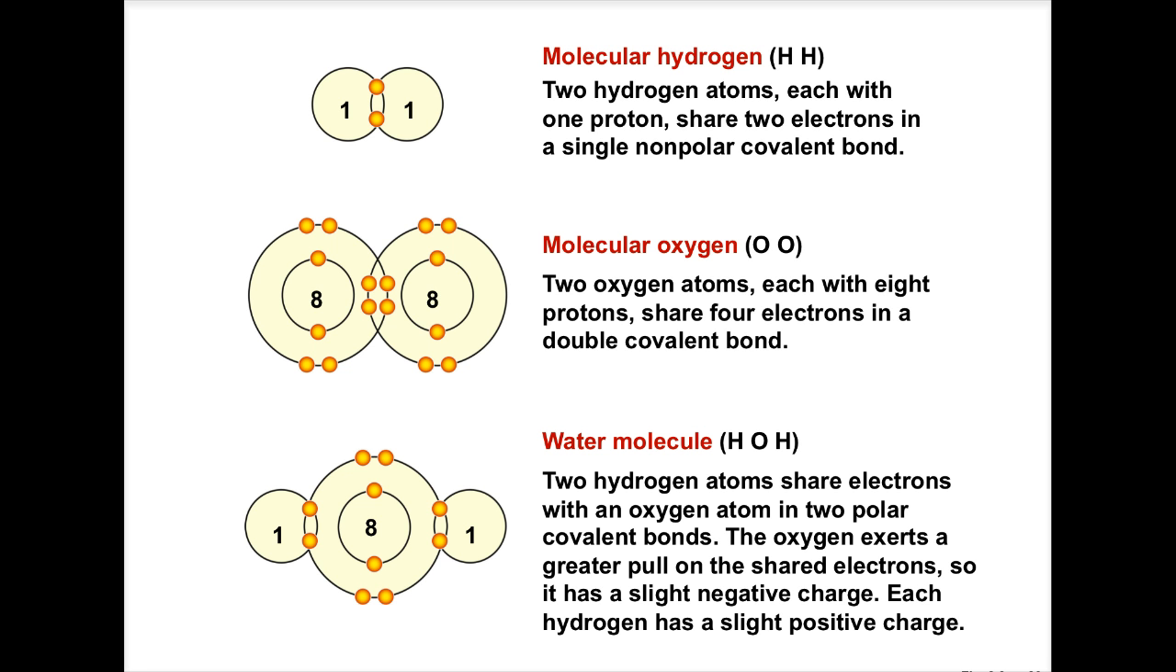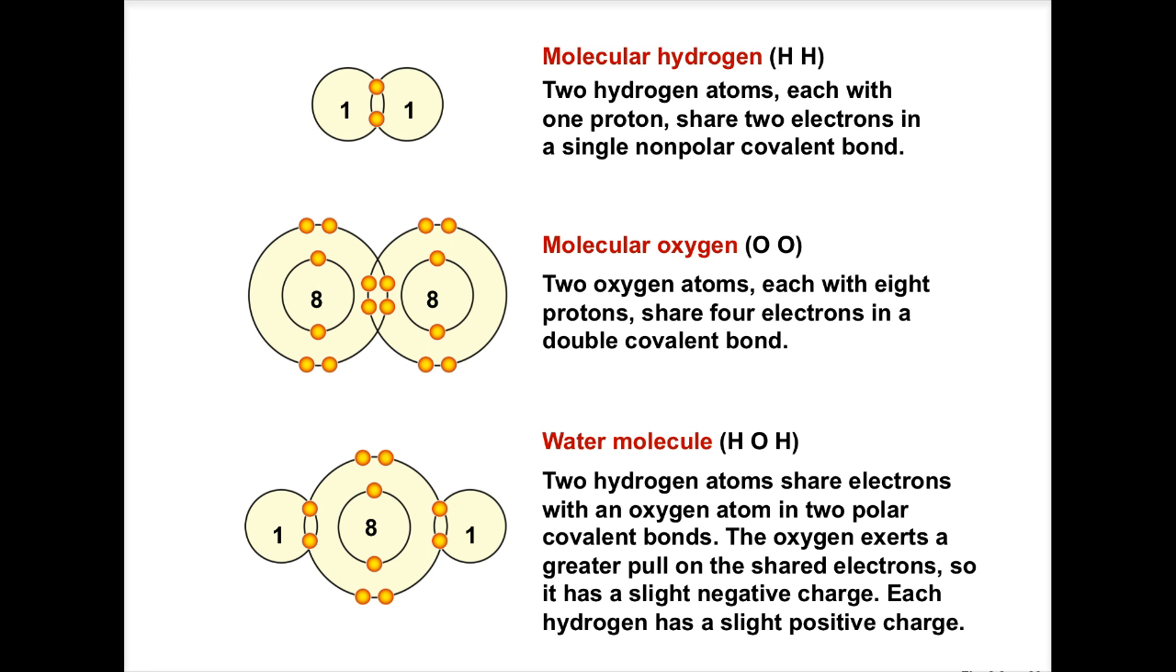For example, in this picture we see molecular hydrogen. It's made up of two hydrogen atoms, and each hydrogen atom has one proton and one electron, and they share that one electron, and that means their first shell becomes stable with two electrons. It's nonpolar because since they're identical atoms, they each have equal pull on the electrons that they're sharing.